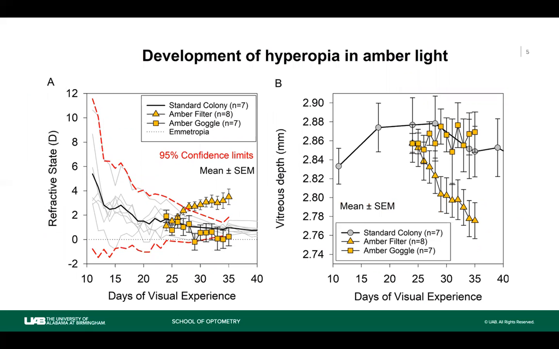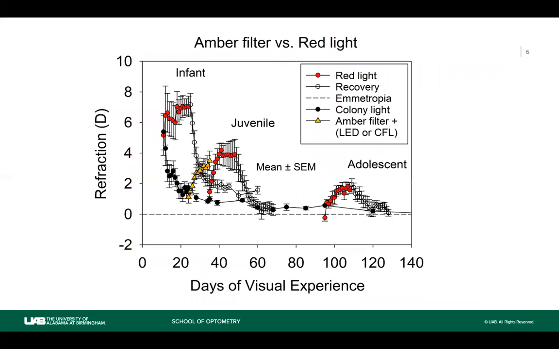By contrast, animals in the goggle group and colony group continue to show normal emmetropization. We suspect that goggles may have allowed small amount of white light to reach the eye from the periphery, and this may have negated the hyperopia-inducing effect of amber light. The hyperopia effect of amber light was similar in magnitude to the effect of red light reported previously. After treatment for 11 days, change in refraction from baseline was 2.3 diopters in red light versus 2.4 diopters in amber light.